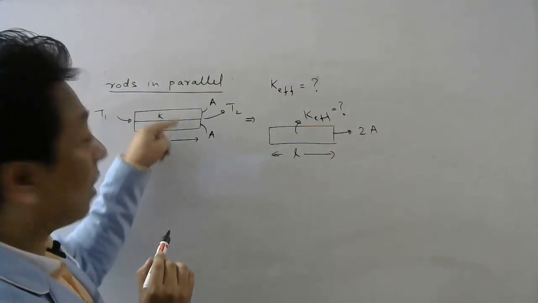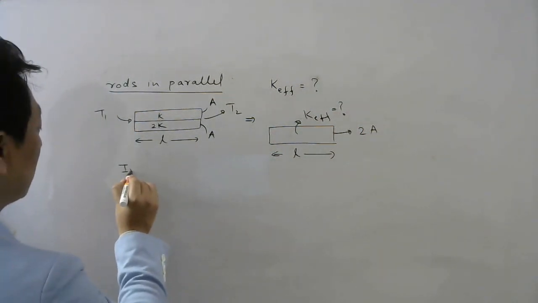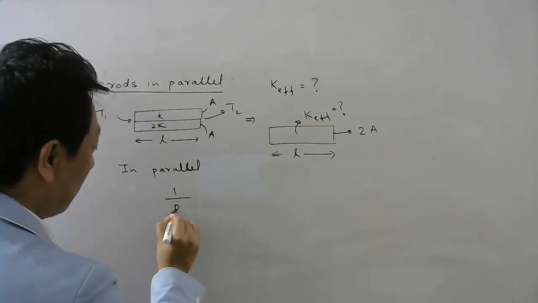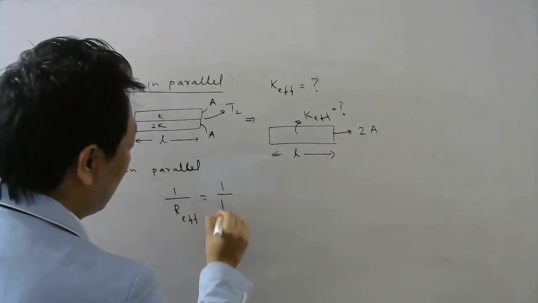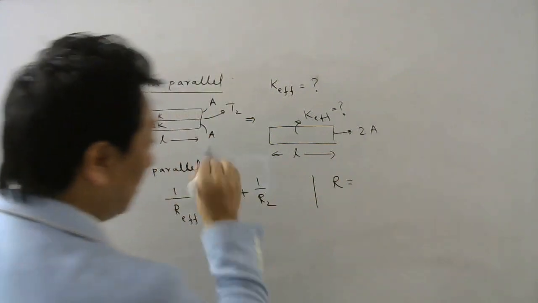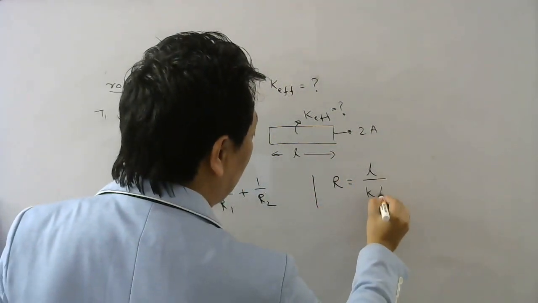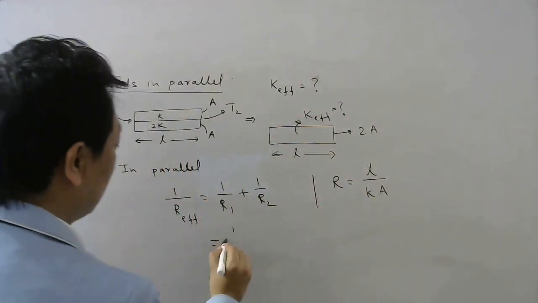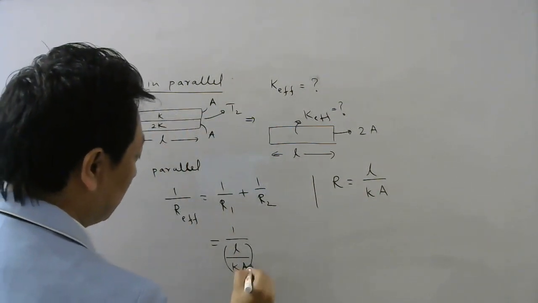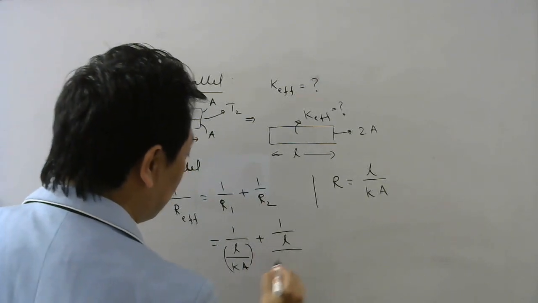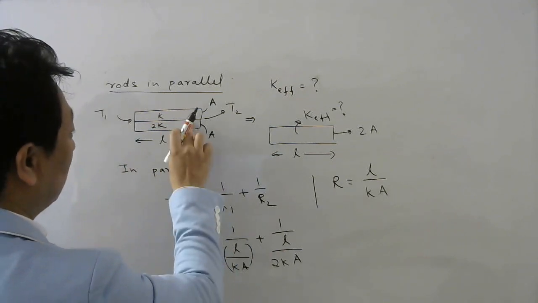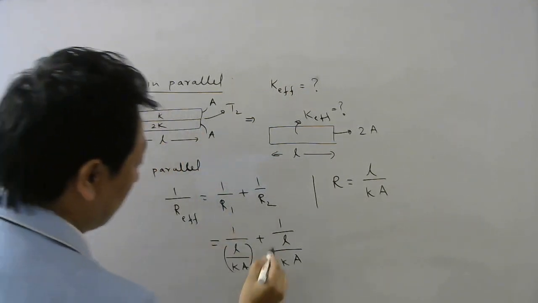Now, remember these two are in parallel. So, in parallel, what was the formula for equivalent resistance? 1 by R effective in parallel is 1 by R1 plus 1 by R2, and you know the R in this case is L divided by KA. So, for the first one it will be L divided by K into A. For the second one it will be L divided by 2K into A, right? Second rod, area is A only, but thermal conductivity is 2K.